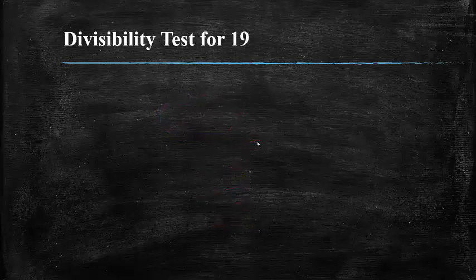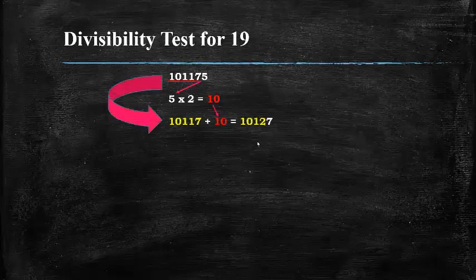Right. So next we are going to see the divisibility test for 19. So for 19, let's say for example, I have a number 101175. I need to check whether this number is divisible by 19. My focus is on the unit digit, that is 5. So 5 will be multiplied by 2, that gives me a value of 10. And this 10 will be added with the remaining digits, 10117. So that gives me a value that is 10127.